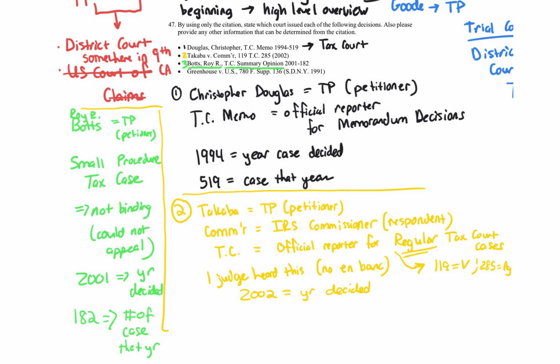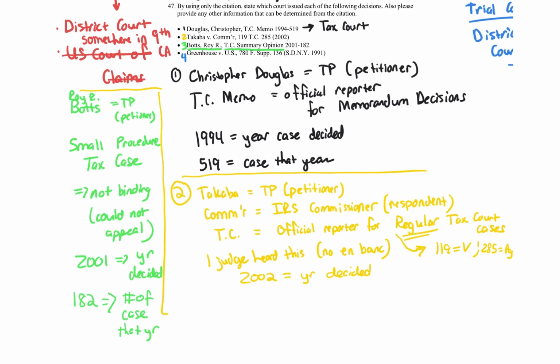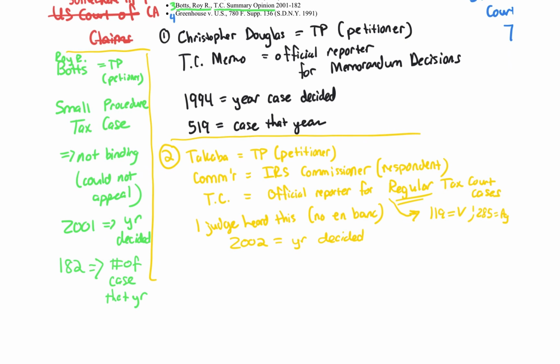And then we've got our last one. And I'll do that one in blue. Greenhouse versus U.S. And give myself some more room here. So I'm going to move this down. Greenhouse versus U.S. This one, we're going to see. So Greenhouse versus U.S., Federal Supplement, and we've got SDNY, which I mentioned earlier, 1991.